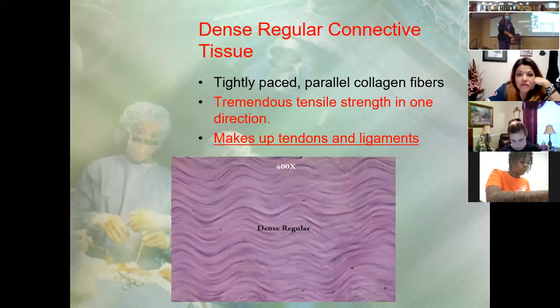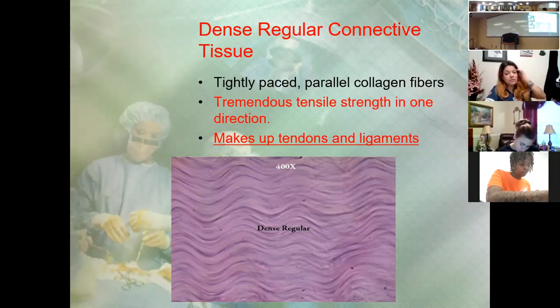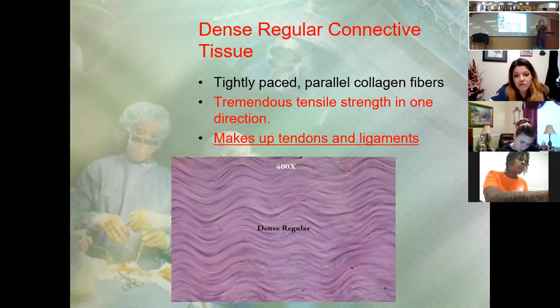Here we have our dense, regular connective tissue. This is what is making up our tendons and our ligaments, which is connective tissue that connects muscles to bones and bones to bones. This looks very similar to a bunch of elastic bands. They're all moving in one direction, and it helps to really decrease that stretch. It helps to increase the strength.